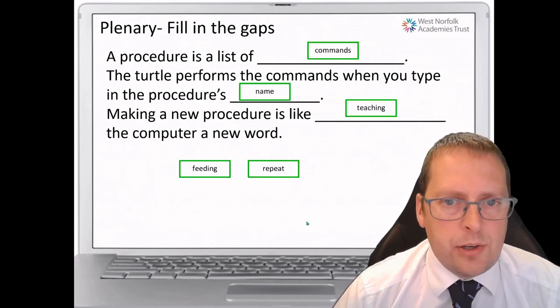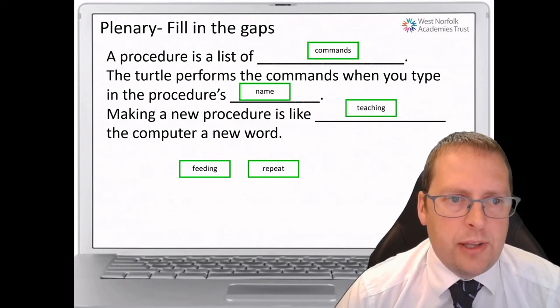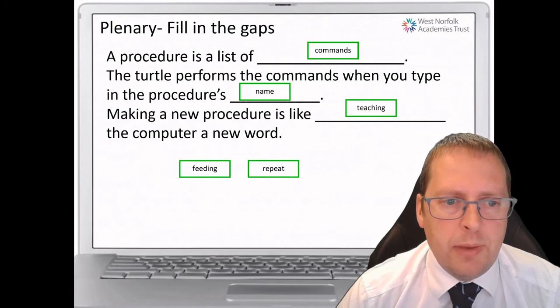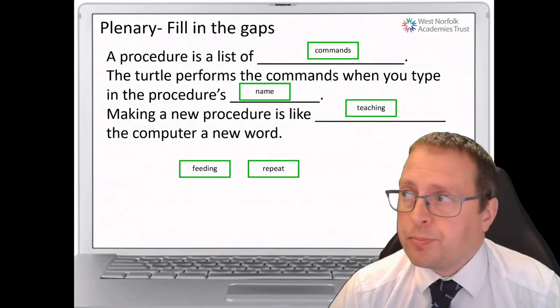And these are the answers that you should have. So a procedure is a list of commands. The turtle performs the commands when you type in the procedure's name. Making a new procedure is like teaching the computer a new word.